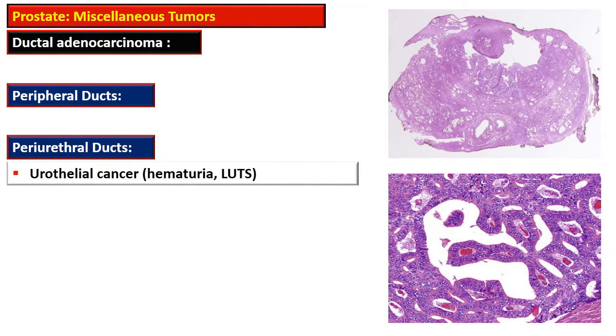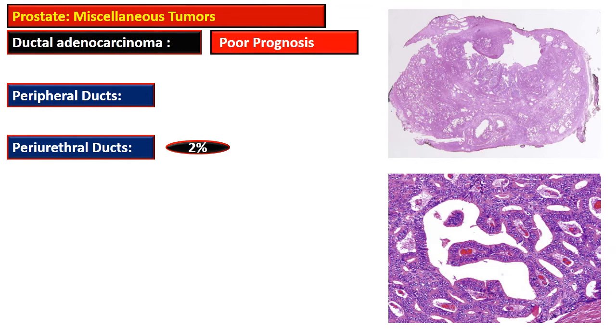The other variety of ductal adenocarcinoma is periurethral duct carcinoma. This comprises about 2% of the prostate carcinoma and resembles urothelial carcinoma. They present with lower urinary tract symptoms and hematuria. These ductal carcinomas are associated with poor prognosis, hence their recognition is important.